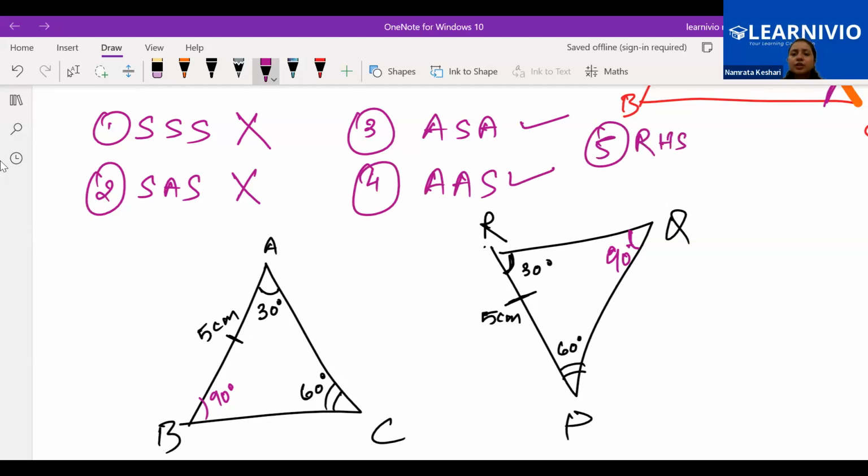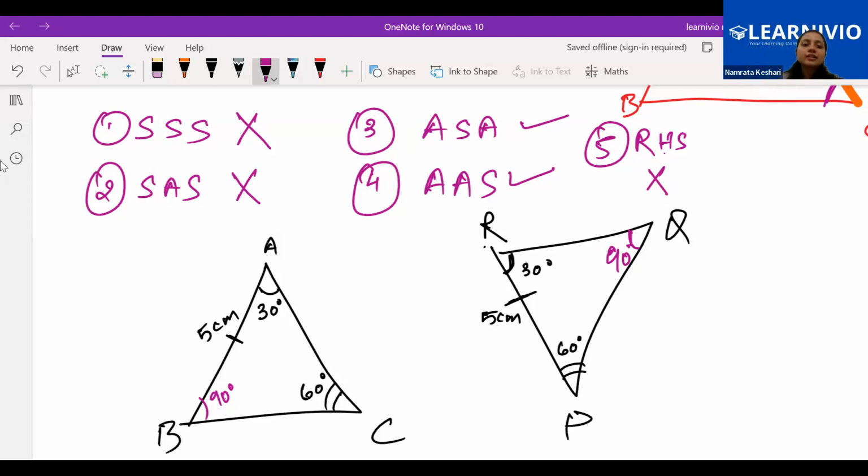RHS: are we going to think RHS, right angle, hypotenuse? That means in both triangles, the hypotenuse should be the same. But in both triangles, we don't know the hypotenuse, right? Yes or no? Yes, ma'am. So RHS we cannot think. Now two options we have: either we can choose angle, side, angle or we can choose angle, angle, side. If we are not able to choose any one of the criteria from here, then we can say that these two triangles are not congruent.